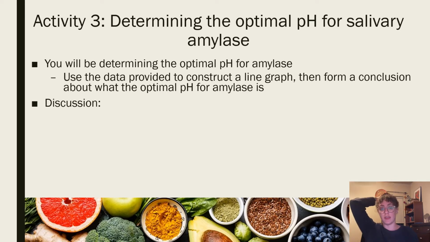Then I want you to look at that line graph and form a conclusion about what you think the optimal pH for amylase is. This will take a little bit of thinking. It won't be as intuitive as you might think it is, because the data that you have is the time it takes for the starch to disappear, not for the reaction to progress or for the product to appear. So just be aware of that. Let me know if you have questions, and then write what you think based on the graph that you got from this data. Write what you think the optimal pH for amylase is to function.